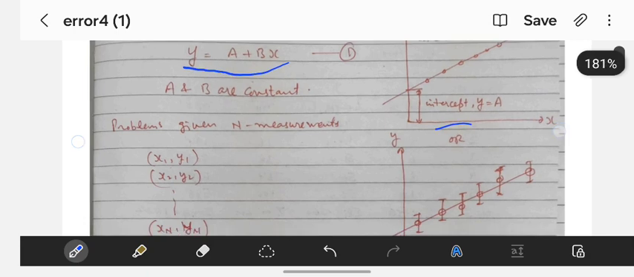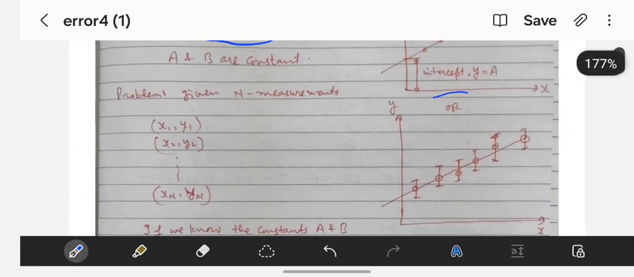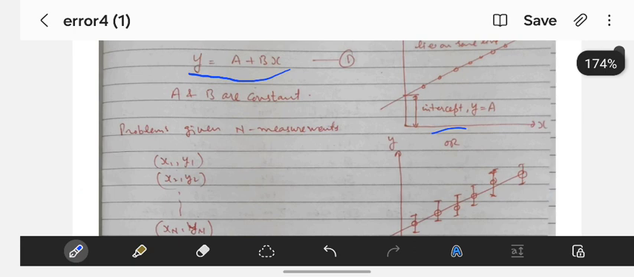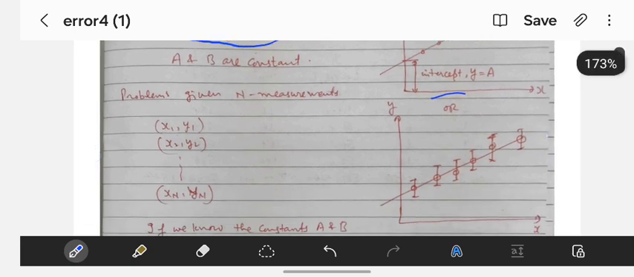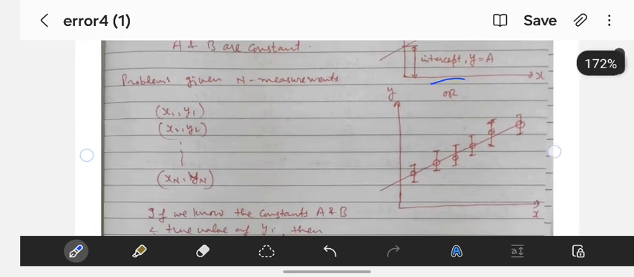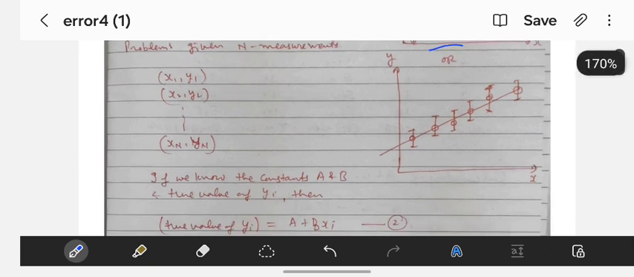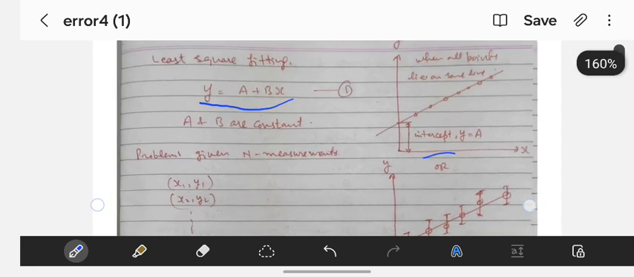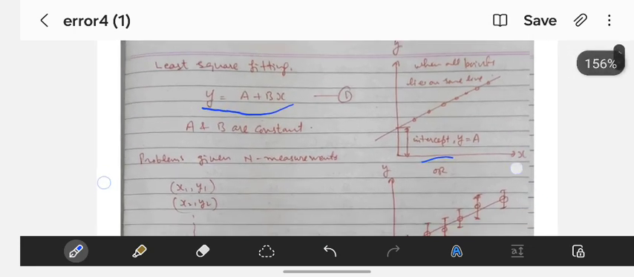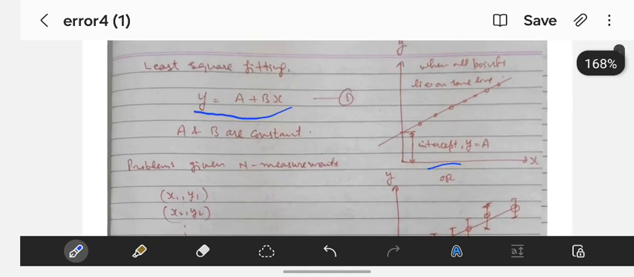But in physical situations, when we take the data in physics, we don't get a straight line. We get distributed y values on the graph, and if we know that the graph should be a straight line, then we can fit those data points into a straight line. So that's what we call the least square fitting here. And what is the meaning of least square fitting?